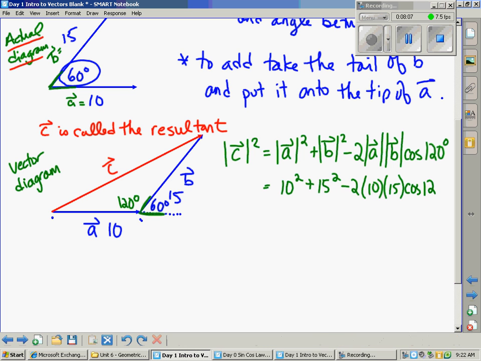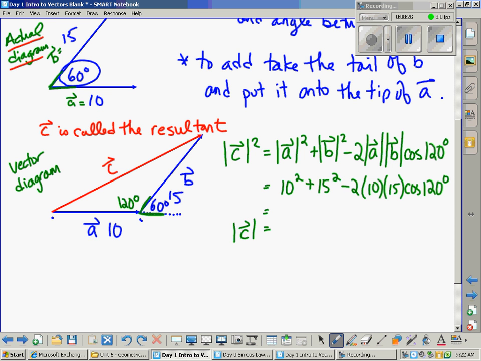Some of you may want to work backwards. Punch in the cos 120. Make sure you're in degrees. Punch that in, times 15, times 10, times negative 2. Get an answer. Add it to 15 squared. Get an answer. Add it to 10 squared. And then don't forget at the end to take the square root.